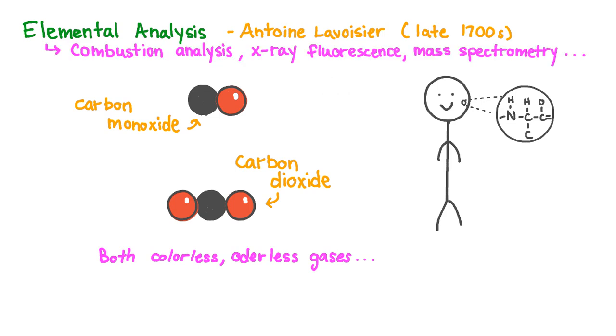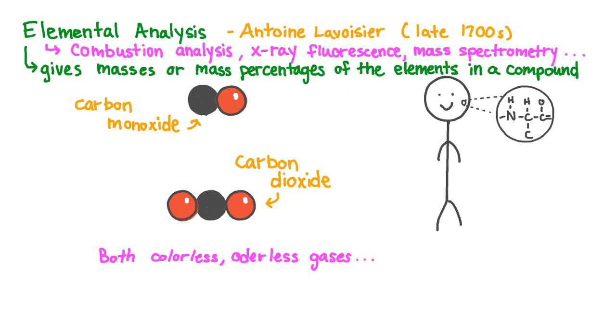There are many different ways to perform elemental analysis. In some techniques, the sample is burned. In other techniques, the sample is exposed to X-ray radiation, and there are many other techniques that are commonly used in chemistry. But no matter the technique, we can use elemental analysis to determine the masses, or the mass percentages, of each element that's in a compound.